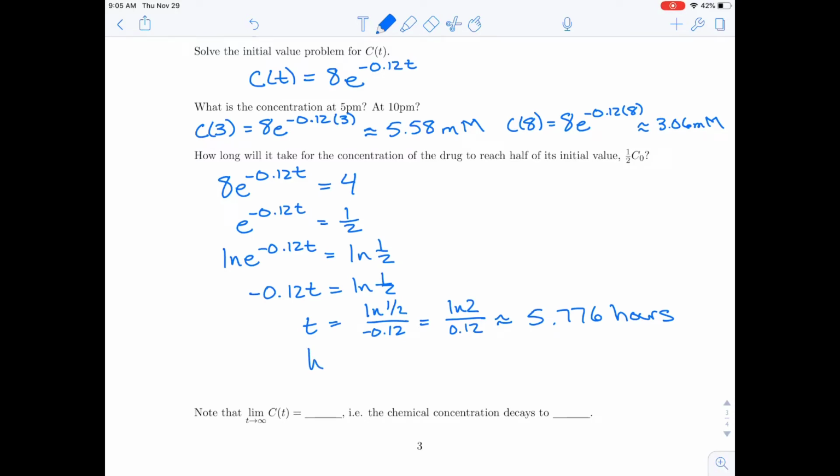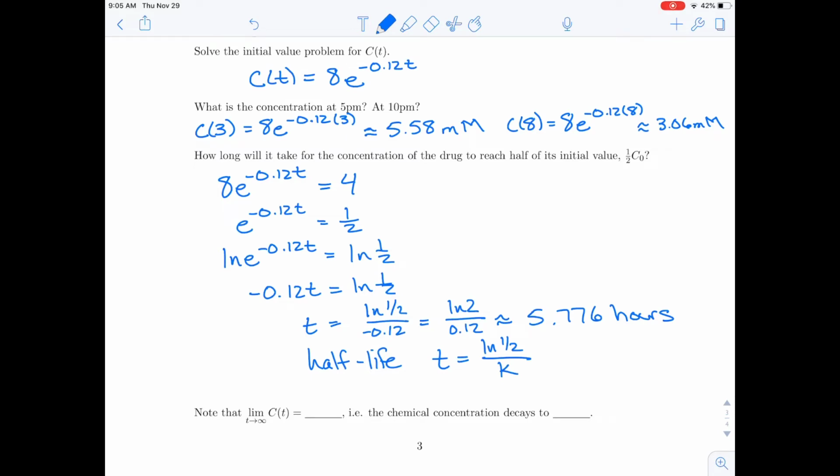In chemistry, we'll call this the half-life. And you can see that the half-life as a time is equal to natural log of 1/2 divided by the constant of proportionality, k.